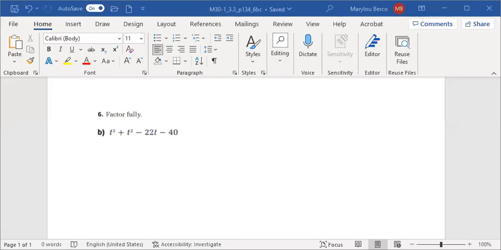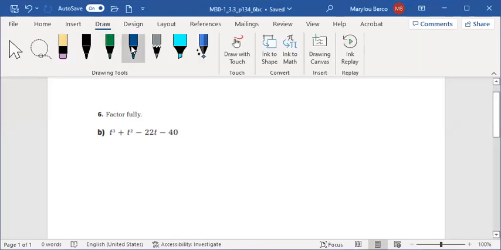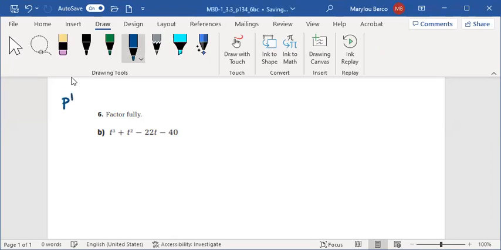Okay, let's take a look at question number 6 on page 134. Factor fully. Okay, so for p of t equals t cubed plus t squared minus 22t minus 40, the positive integral zeros of the polynomial are factors of the constant term.